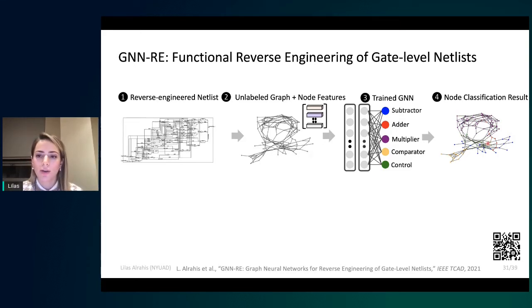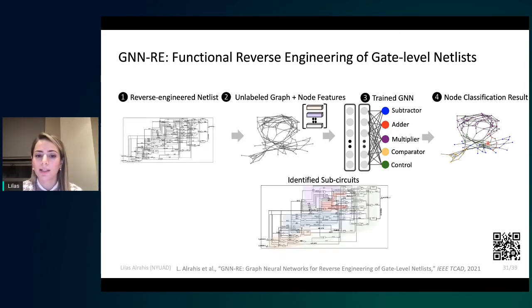So here the GNN automatically figured out the type of subcircuits, but it also automatically identified the boundaries between those. So we did not have to do any prior partitioning of the circuit before feeding it to the GNN. The GNN was able to do this partitioning for us. So this GNN RE platform is a generic platform that can be used and tailored for different applications.